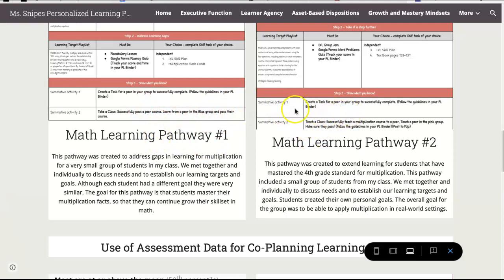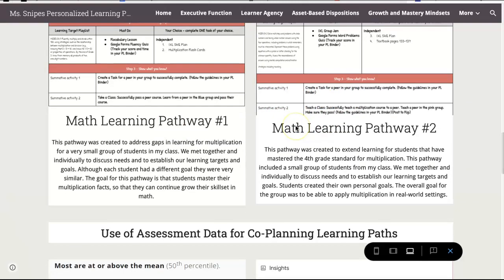And for my other student, their Show What You Know step 3 is very similar. So they create a task for a peer in their group, but it's just at a different level for students to show competency on their specific level. Or they can teach a class. So in this group, they would not be taking a class, but more so teaching a class to a student that may be on a lower level than they are. But sharing their knowledge shows that they are competent in what they have learned. They have mastered that, and they're sharing that knowledge with someone who has not yet. So they are to successfully teach a multiplication course to a peer, teach a peer in the pink group, and make sure they pass.